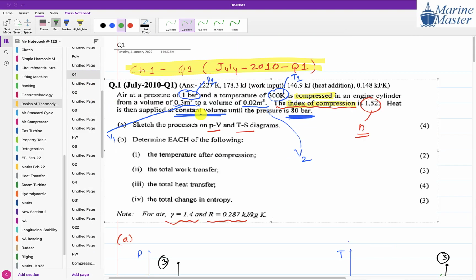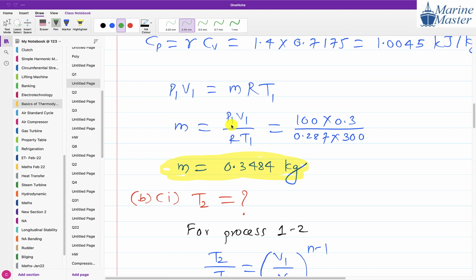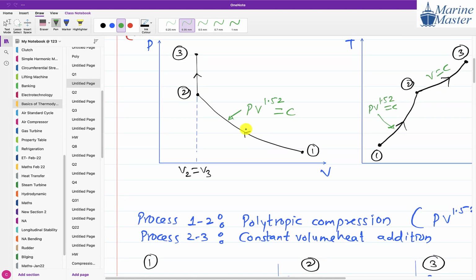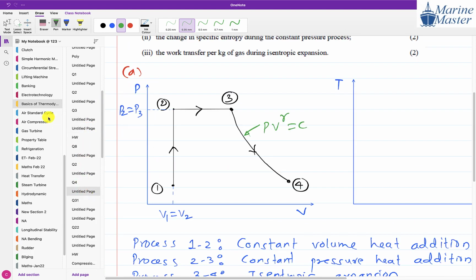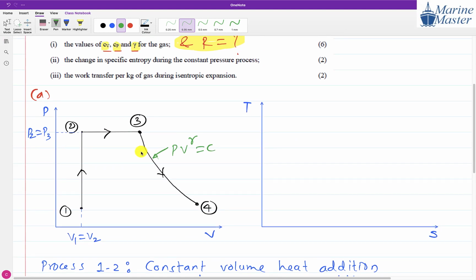If you remember our question 1 discussion, PV raised to the power n. In question 2 also, PV raised to the power n. But in this question, PV raised to the power gamma for the isentropic process. So before going further, please draw this PV diagram here.